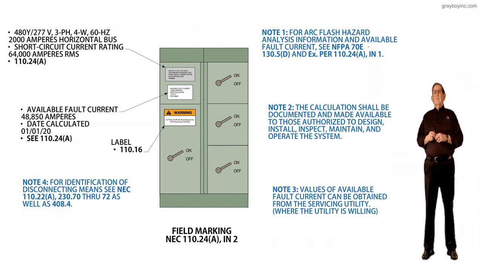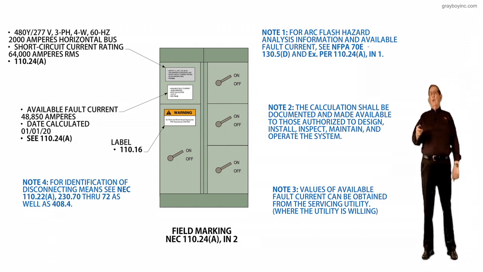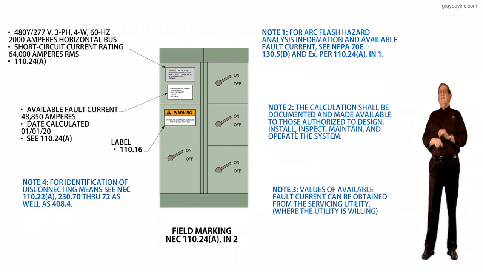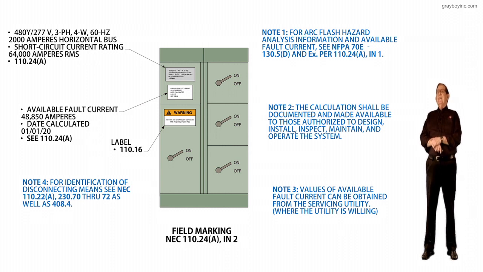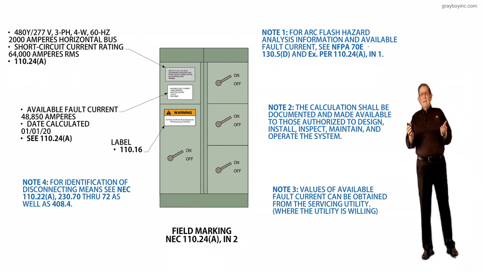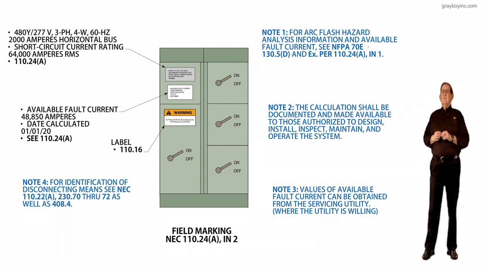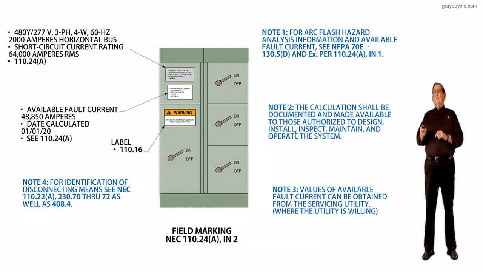And then reviewing next the notes, we'll start with note 1 to the right-hand side of the equipment up at the top. And this is for arc flash hazards analysis information and available fault current values. See NFPA 70E, and that'd be 130.5(D), an exception, and that lines up with 110.24(A) informational note, which says the clearing time of the overcurrent device based upon the available short circuit current and the amount of time it takes the circuit breaker to clear it. That definition for arc flash analysis, you'd go to 70E to get that.